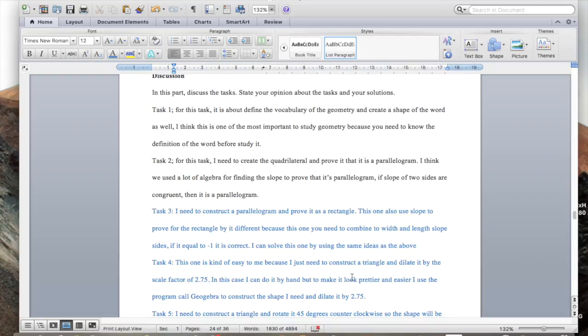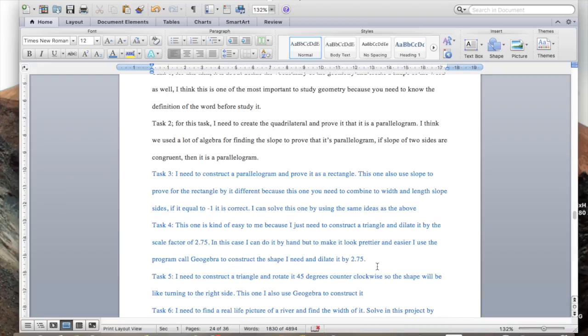For task 1, I need to find a definition of the vocabulary. And I think it's one of the most important things to study geometry because you need to know the definition of the word before you start it. And for task 2 and task 3, it's a common thing in life. You need to create a quadratic table and prove it's a parallelogram, or find the slope and prove it's a parallelogram.